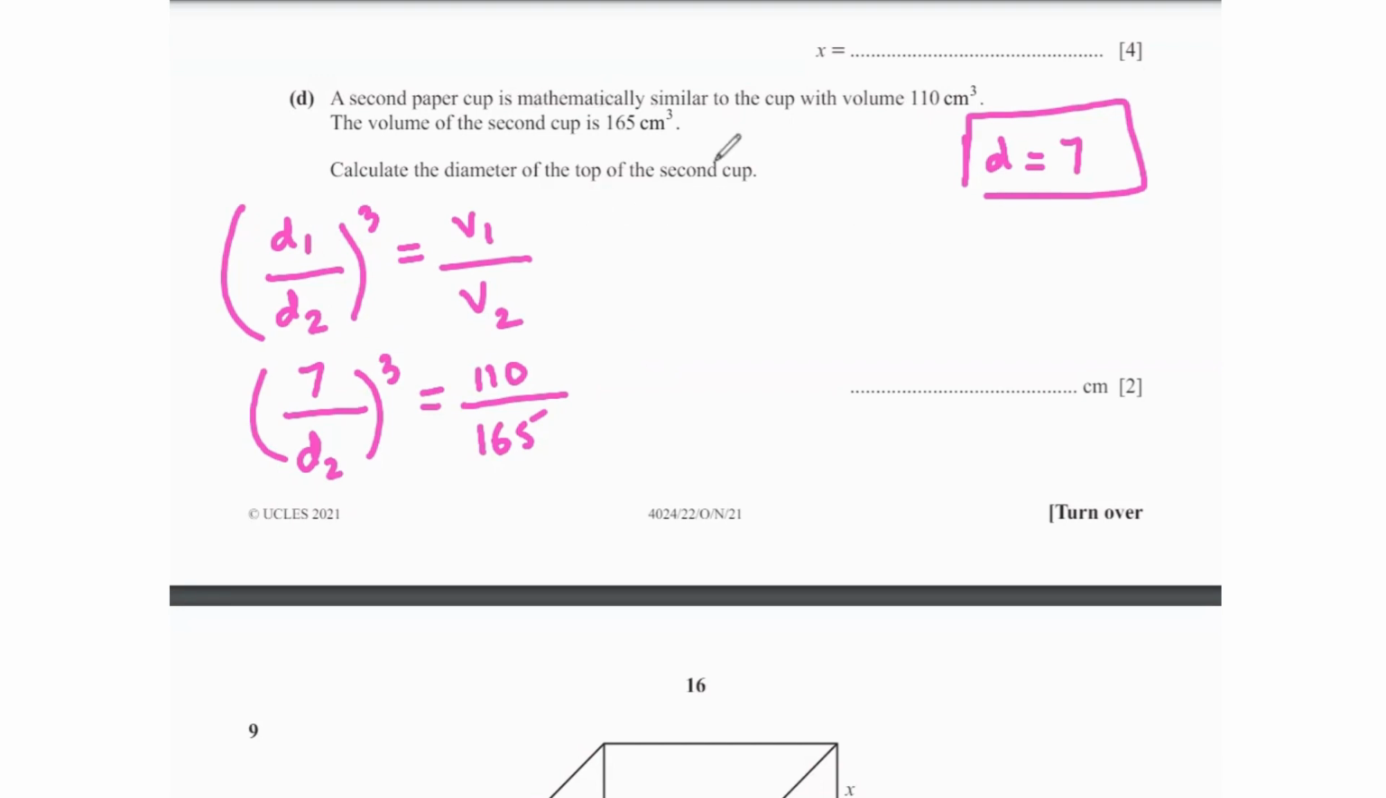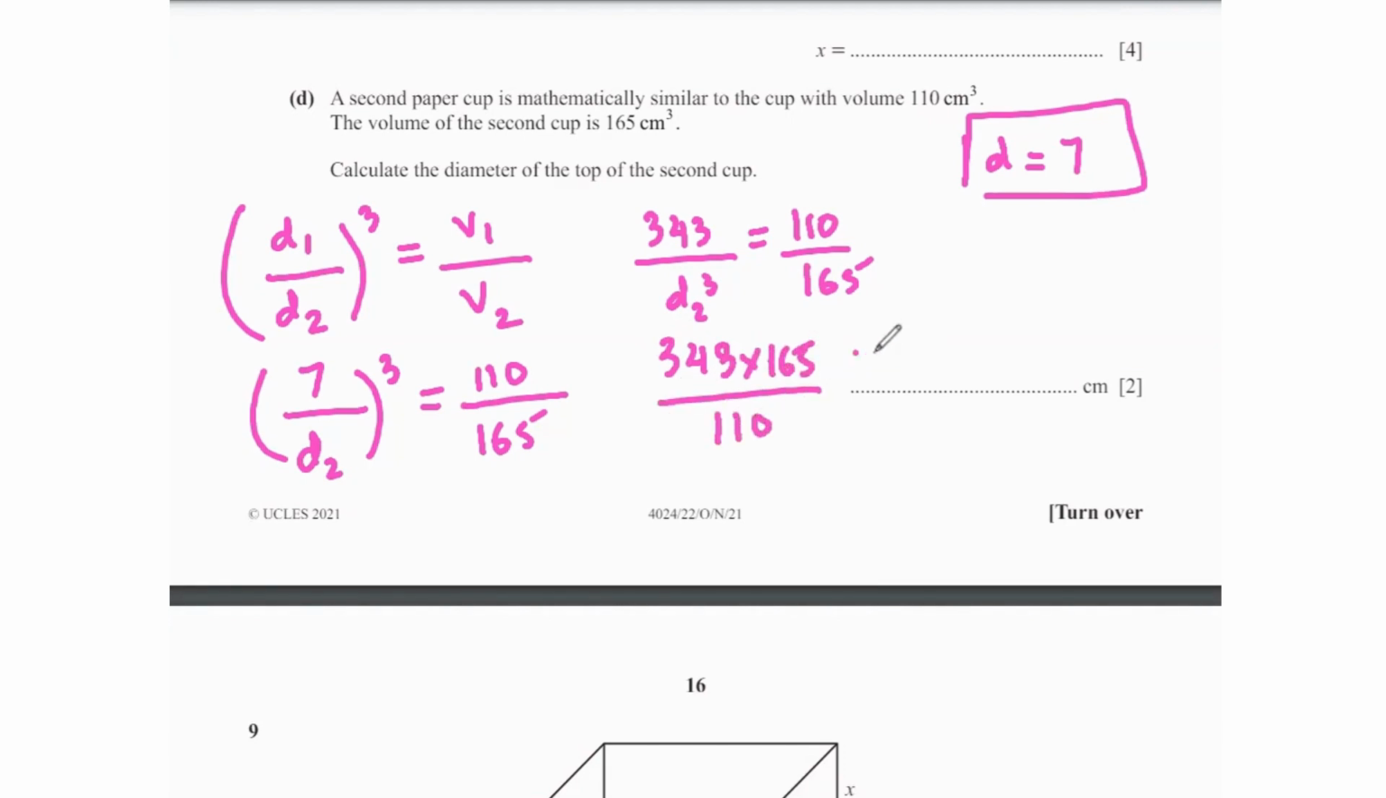So 7 cubed is 343 over D2 cubed equals to 110 over 165. So we do 343 times 165 divided by 110 equals to D cubed. That's going to give us 514.5. Then you will cube root this, which will give us 8.01 centimeter. That is your diameter of the second shape.